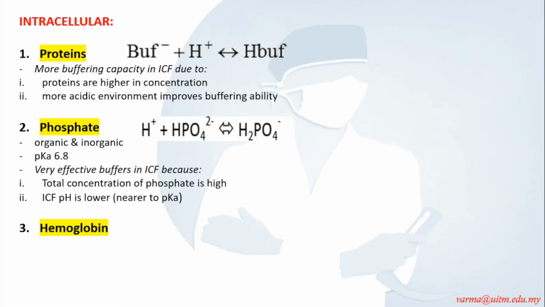So it is a very effective buffer because the total concentration of phosphate is high in intracellular fluid, and the intracellular fluid pH is lower, which is 7.1, nearer to the pKa. You should be able to remember and say this much. You have to be able to say the concentration is high and the pH is lower. Again, repetition for closed system: if the pKa is nearer to the pH, it will work better.